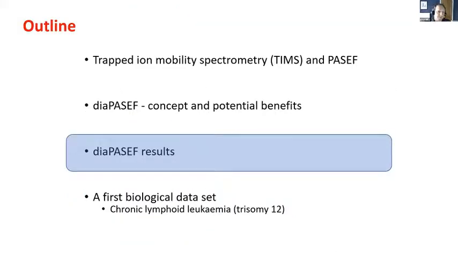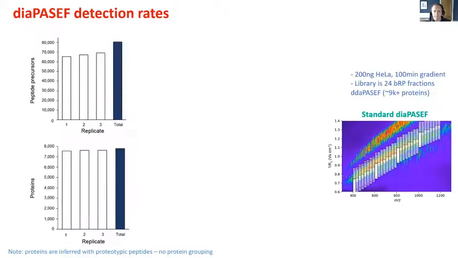Okay, so let's get into some results now. Here are some representative results. In fact, Rudy already showed a version of this slide, from 200 nanograms of HeLa samples analyzed with a 2-hour gradient using this standard DIA-PASEF method, which I show again in the little picture on the right side to remind you. We detect something in the range of 65,000 to 70,000 peptide precursors per run, mapping to around 7,500 proteins. Currently we're only using proteotypic peptides in a low redundancy database for protein inference, so this could potentially be a bit higher if we were to implement protein grouping.